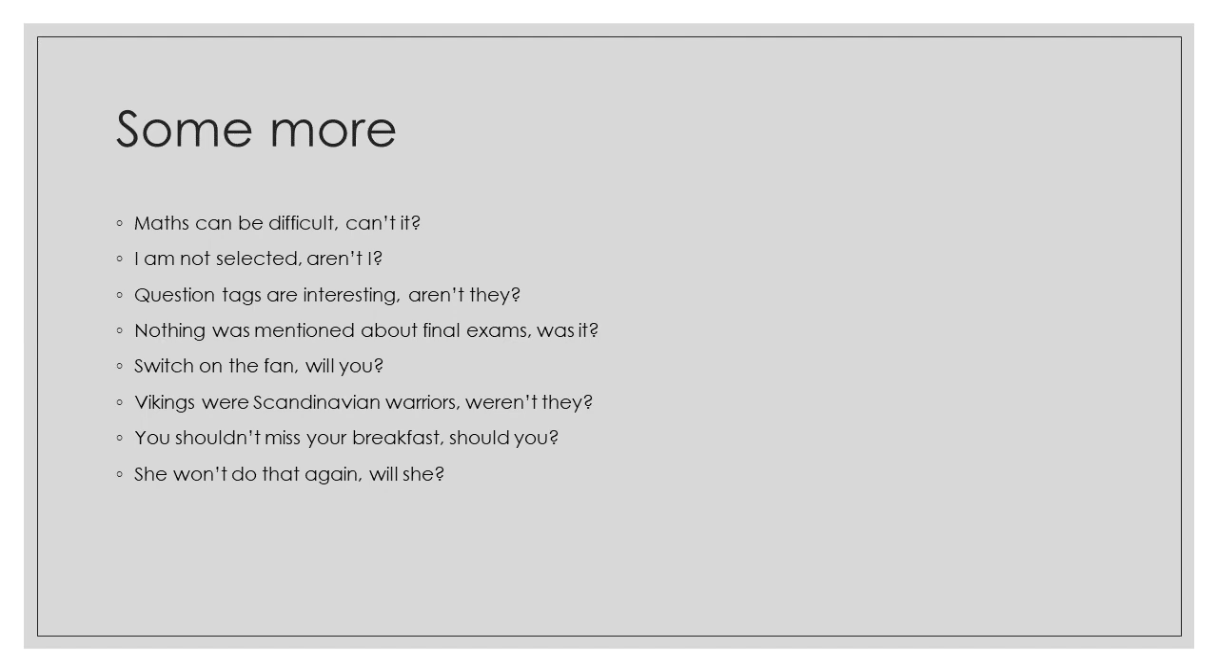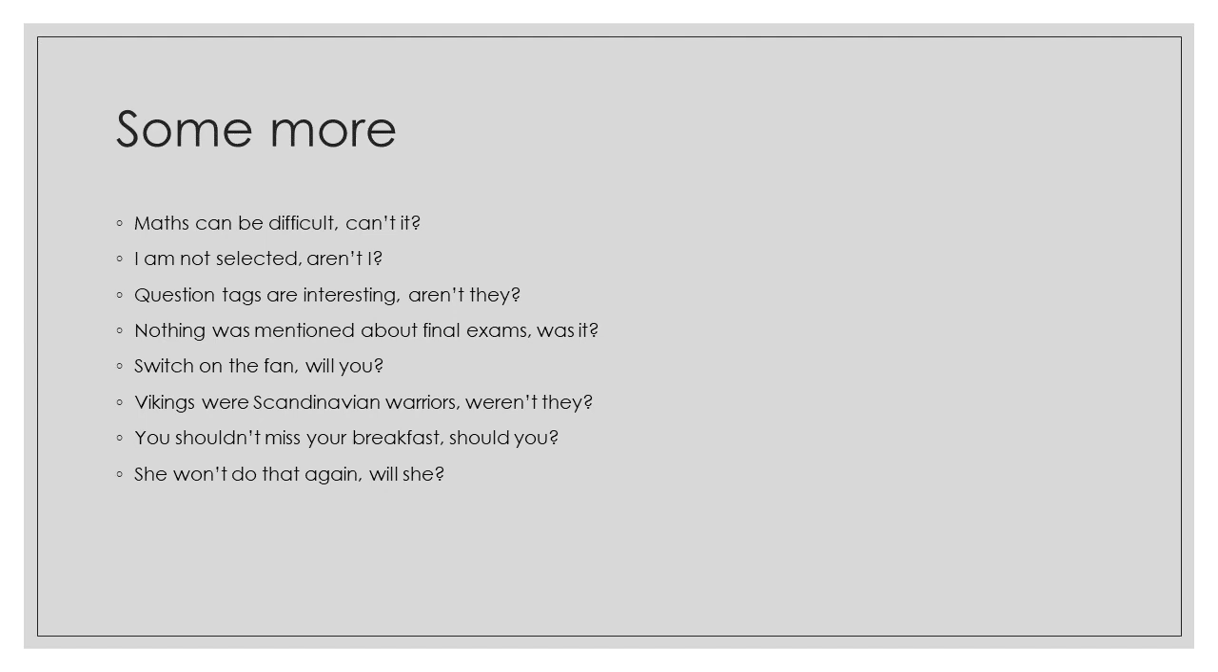Next one. Vikings were Scandinavian warriors. So this is in past tense, very distant past. Obviously Vikings were Scandinavian warriors. So we know the noun here is Vikings and the auxiliary verb is were. So you're going to make it negative, and obviously Vikings is plural. So you would say, Vikings were Scandinavian warriors, weren't they?